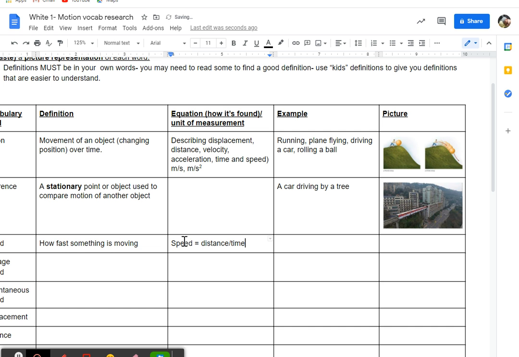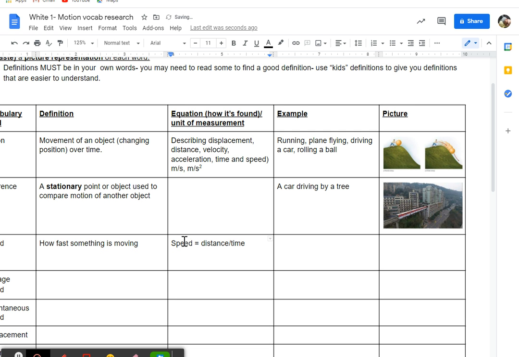And we already talked about this: what unit of measure would we use for distance and time? So what would the unit of measure be for speed? Meter, what? Per second, perfect. And of course this changes if we're talking about a car driving, we'd use kilometers per hour, right? Or in America, we use miles per hour.